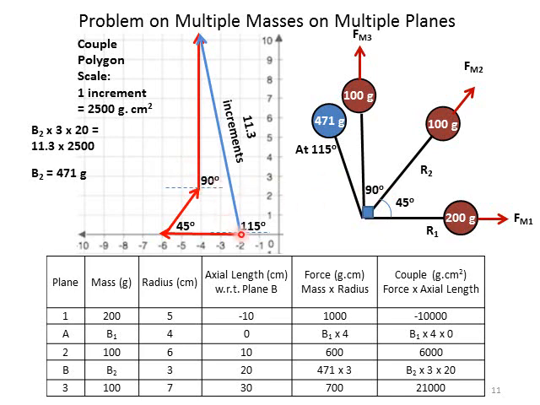Then at the end we will close the polygon by combining the tail of the resultant with the tail of the first and the head of the resultant with the head of the last arrow. So this arrow now represents the magnitude of a couple. Which couple? CB2. So B2 multiplied by 3 into 20 is equal to 11.3, which is the magnitude of this arrow.